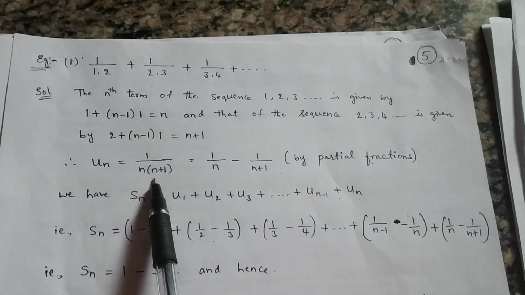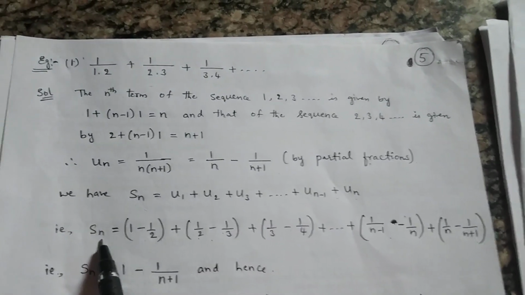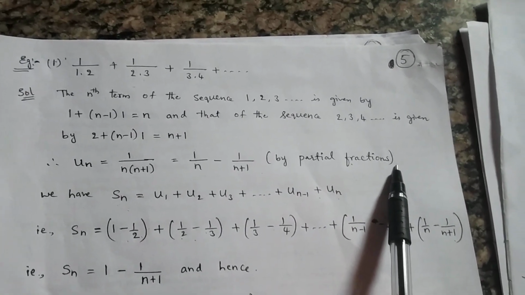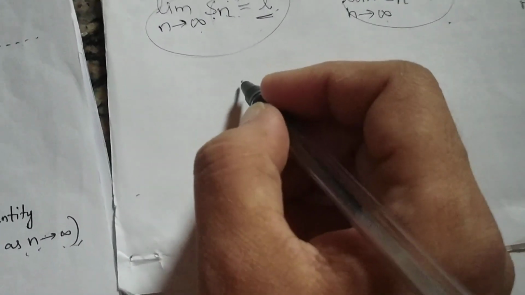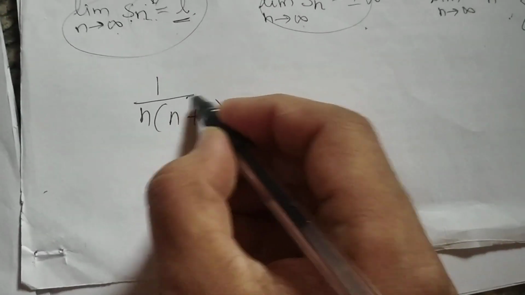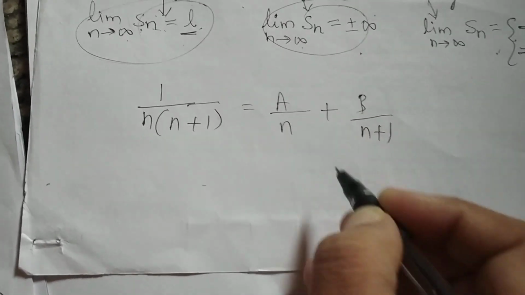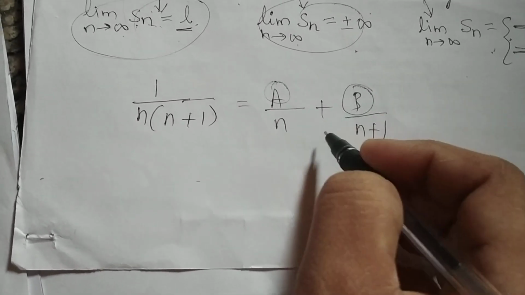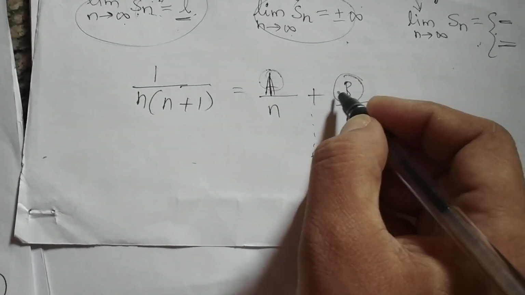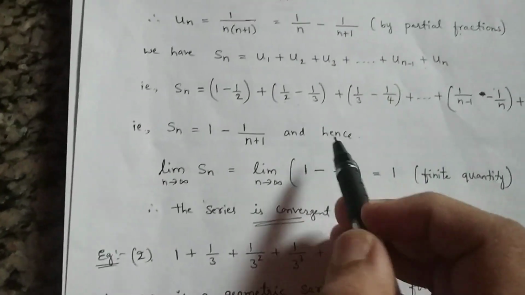Now, if I have un in this form, it is very complicated to find the value of Sn. Therefore, expand the function by using partial fractions. You know how to apply partial fractions. Suppose you have a function like this, 1 divided by n into n plus 1, this can be written as a divided by n plus b divided by n plus 1. Find the value of a, find the value of b. You know the procedure. We got the value of a as 1 and the value of b as minus 1. That is what I have just written here directly.